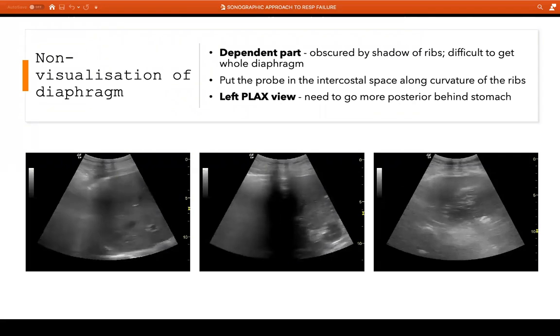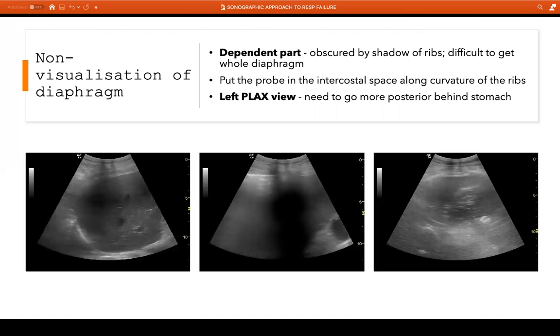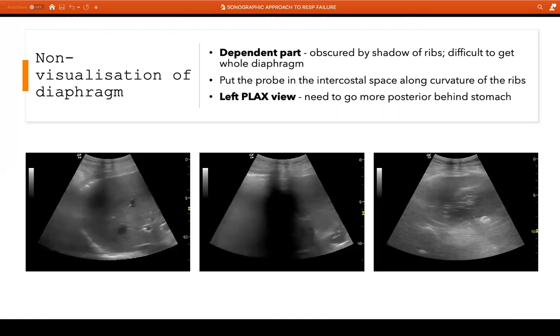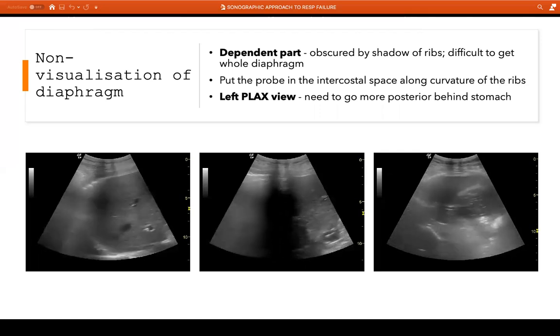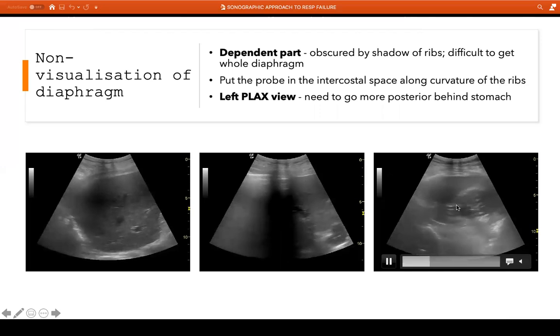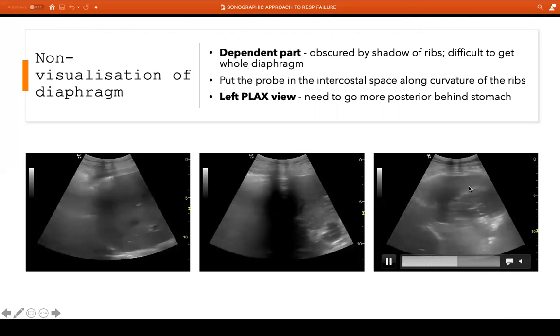The journey of the rib in the lateral wall of the chest is usually oblique, so you have to place the probe appropriately to avoid the rib shadow. And in the left pleural view, we have to go further behind. That is, we have to avoid the shadow of the stomach and look at the lung behind the stomach. In the rightmost picture, you can clearly see the stomach coming in front of the spleen, liver, and lung.